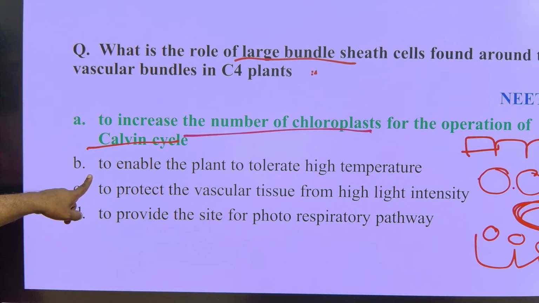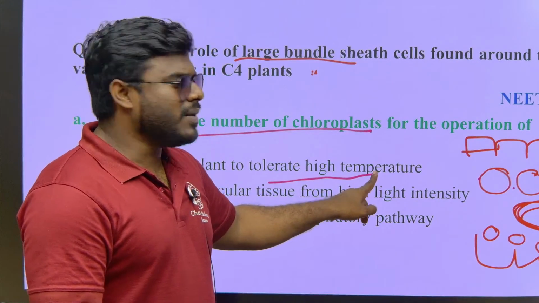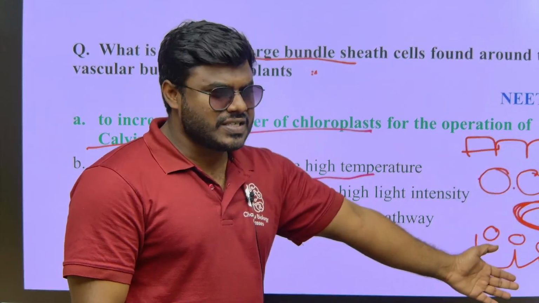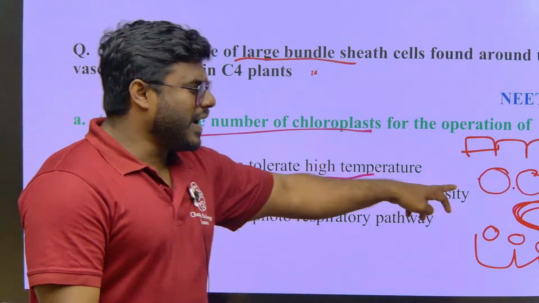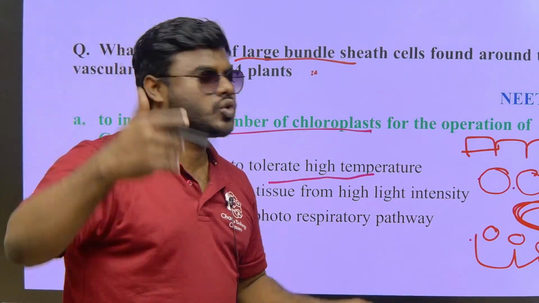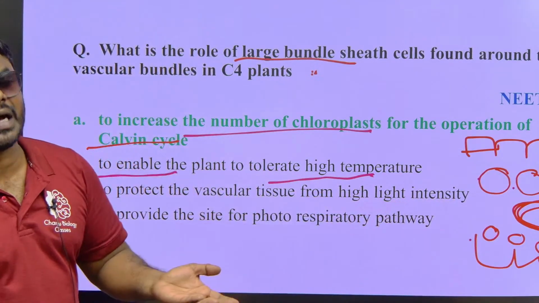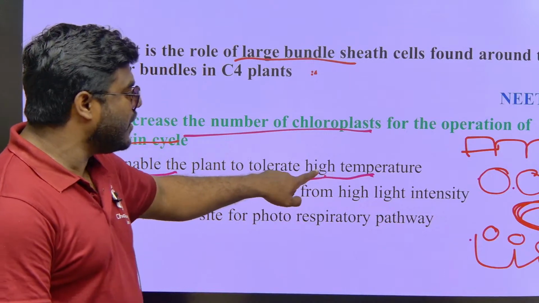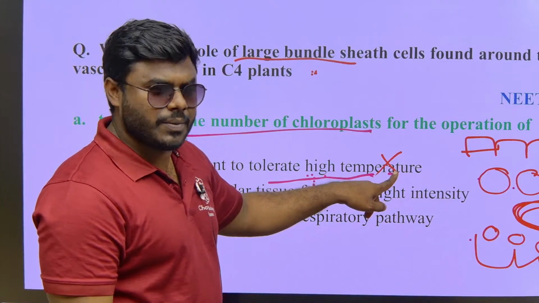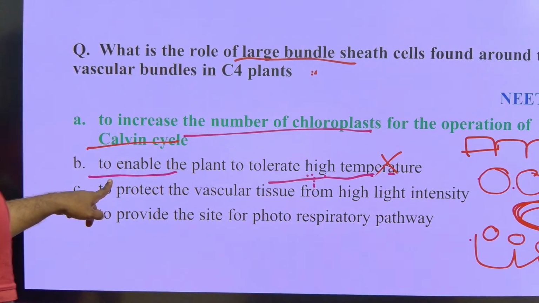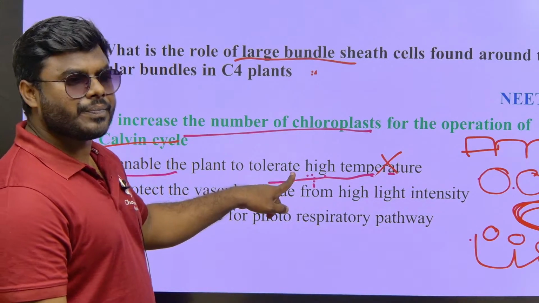Why is B wrong? See here. To enable the plant to tolerate high temperature. You tell me what is the role of the bundle sheath cell that helps the plant to overcome the temperature. You tell me how the bundle sheath cell will help the plant to tolerate the highest temperature. They do not have any role. What is the role of the bundle sheath? Fixing the carbon. What will they do with the temperature? The statement itself is irrelevant, inappropriate. Correct or not? They do not have any active role in helping the plant to tolerate high temperature.